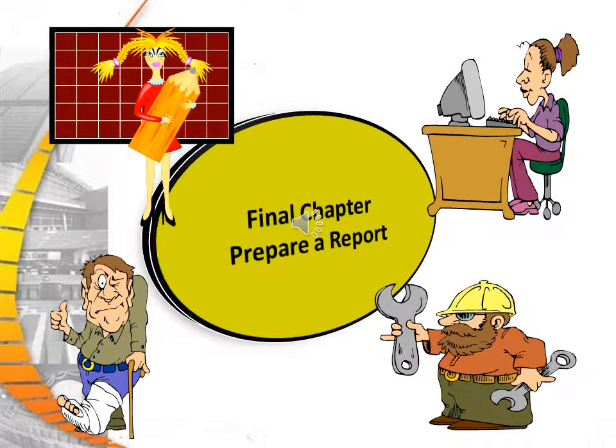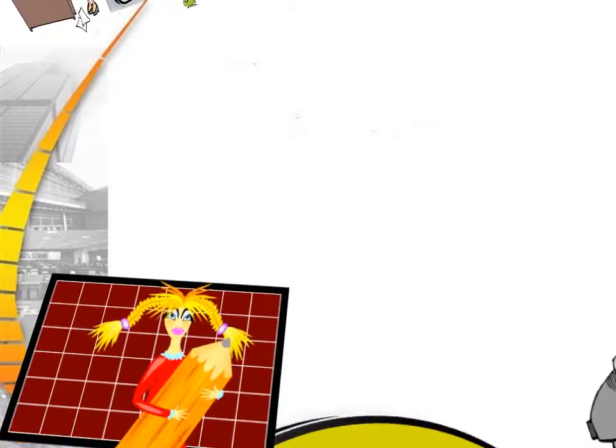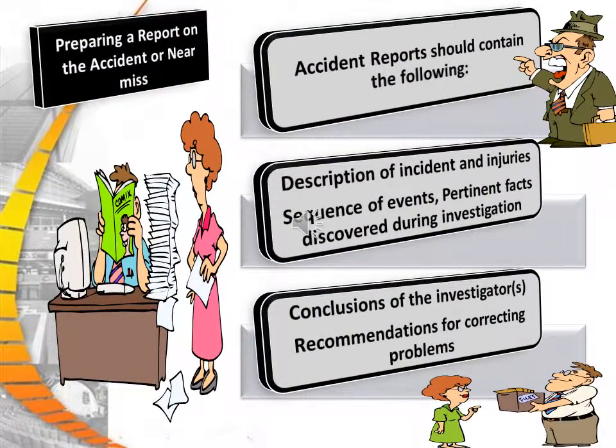Final chapter, preparing a report and recommendations. Accident reports should contain the following: a description of the incident and injuries, the sequence of events, pertinent facts discovered by the investigation, conclusions of the investigators, and recommendations for correcting the problem.